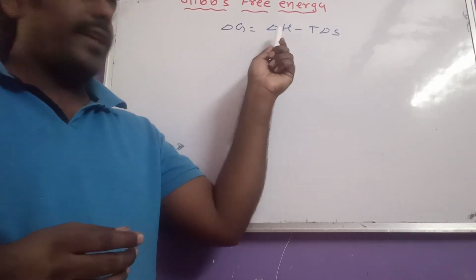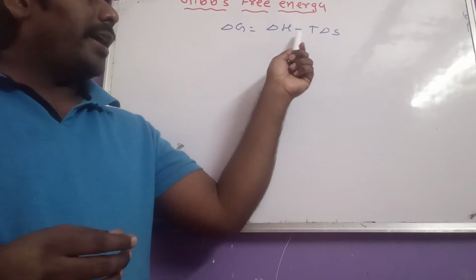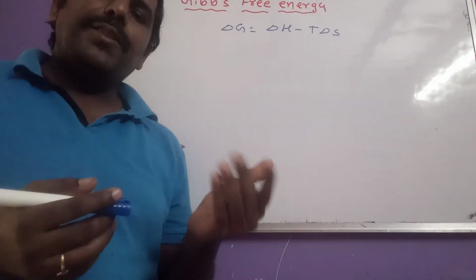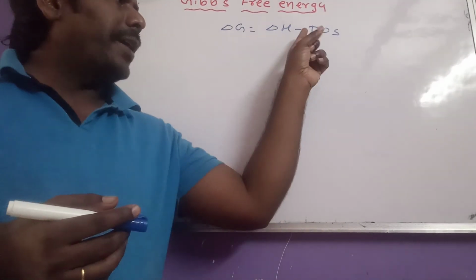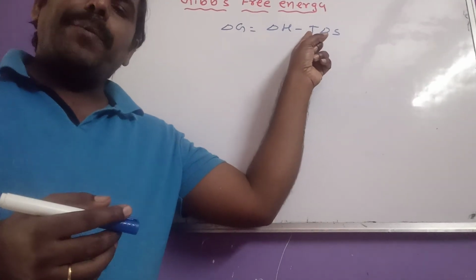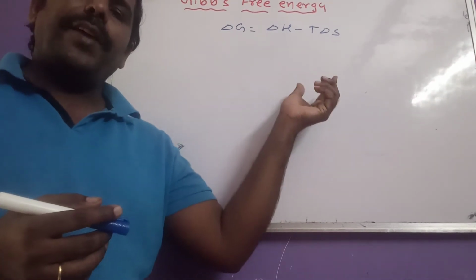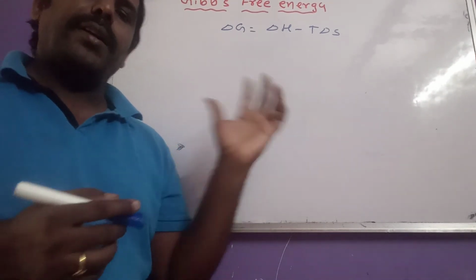That delta G is calculated as delta H minus T delta S. That means spontaneity depends on the temperature factor also. Let us see what the effect of temperature on spontaneity is.